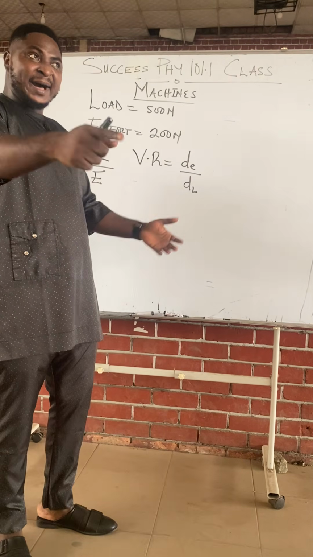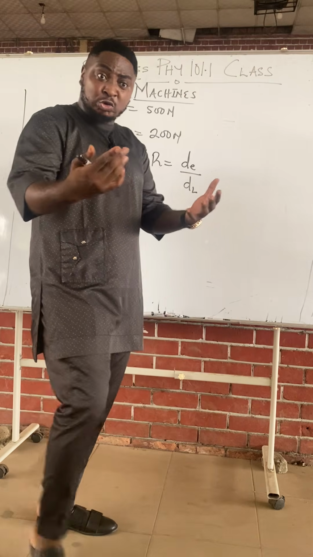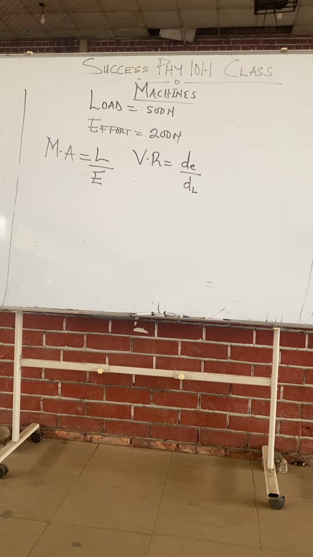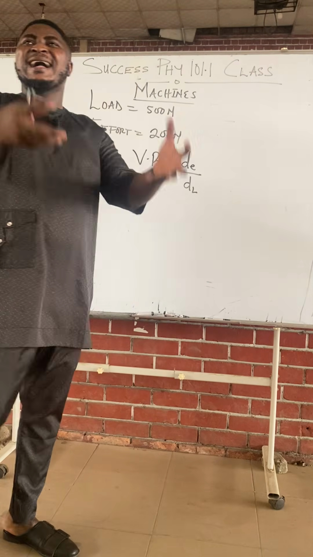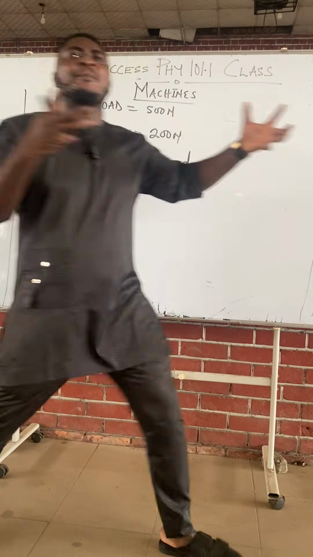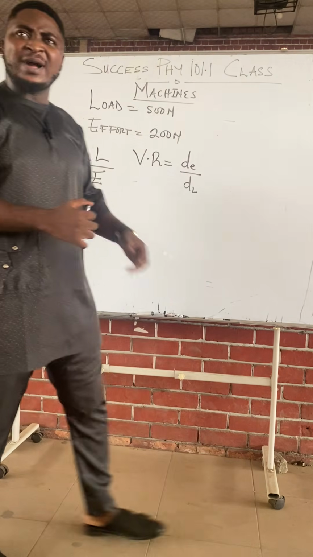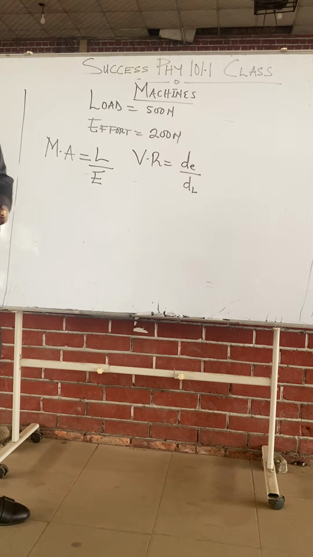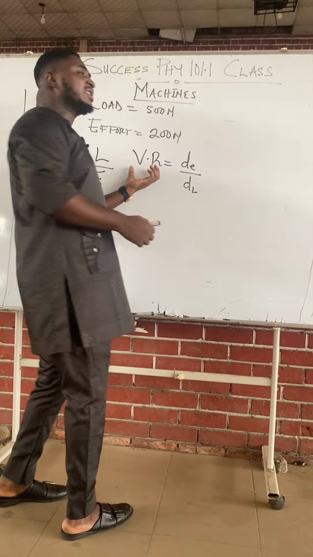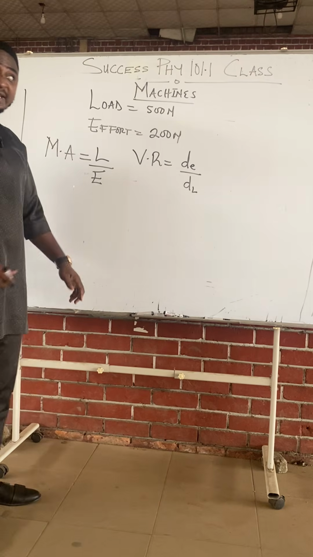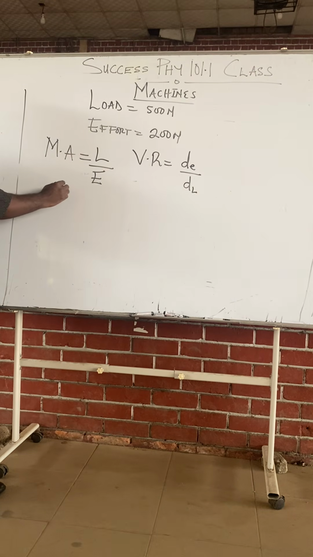Okay, I want to go and pick up that bag. The effort is going to carry up the bag. The bag is the load. Distance moved by me from this point to this point is my distance moved by the what? Effort. When I now carry the bag, I move the load to another point. That's distance moved by the load. So in a machine, you can have distance moved by the effort and distance moved by the load. So the velocity ratio gives us the relationship between distance moved by the effort over distance moved by the load.